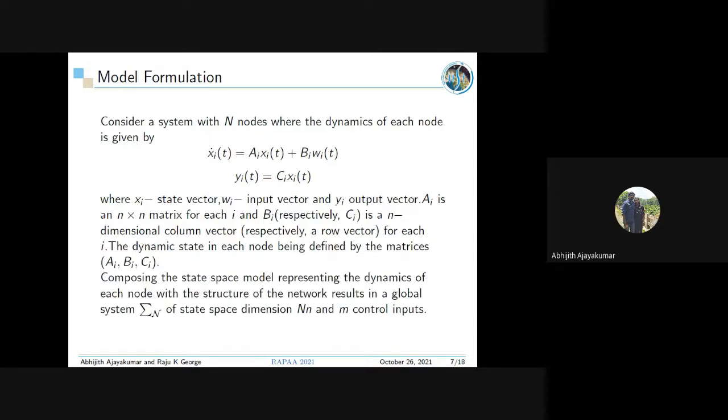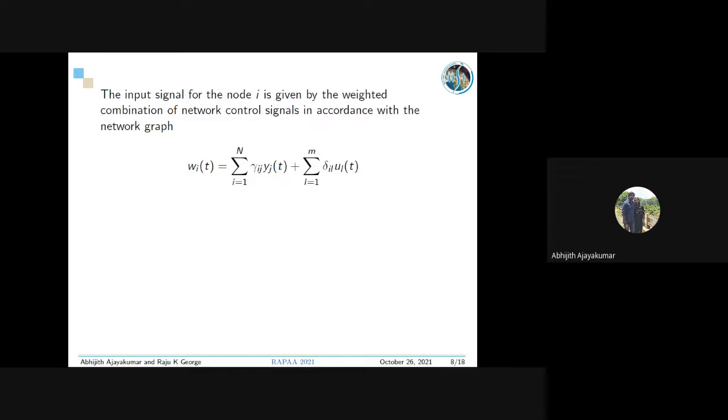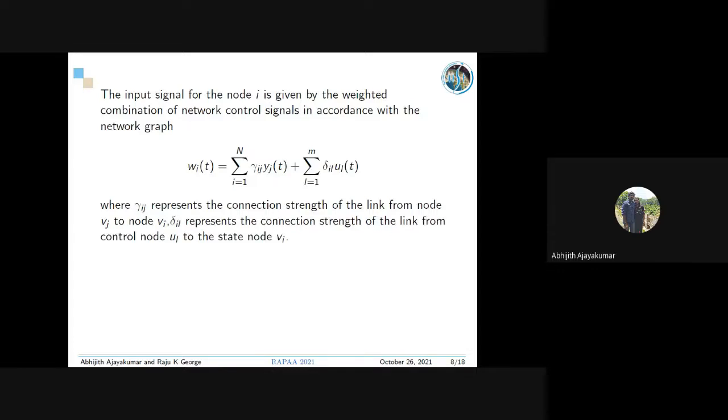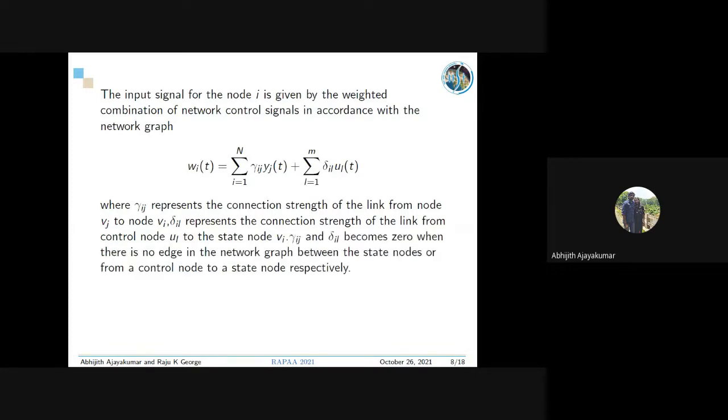And composing these N nodes, we can construct a network, the global system sigma N, where the input vector Wi of t is given as a linear combination of the output vector and the control vector, and it is given by this, where gamma ij represents the connection strength of the link from the node Vj to node Vi, and delta il is the connection between the control node Ul to the state node Vi, and both become 0 when there is no edge in the network graph between the state nodes and the control nodes.